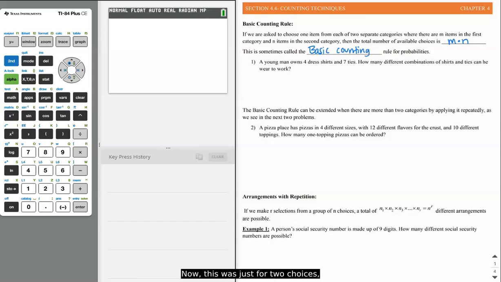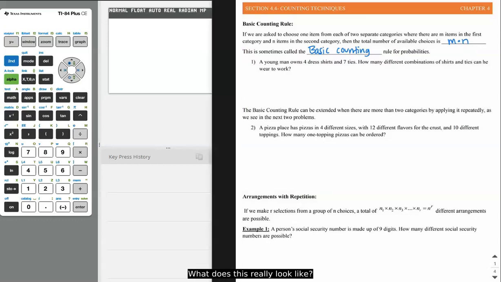Now this was just for two choices, two categories. You could do 3, 4, 5, 9 categories. But so our basic counting principle. So what does this really look like? So we see it says a young man owns 4 dress shirts and 7 ties. How many different combinations of shirts and ties can he wear to work? So we have two categories, shirts and ties. We have 4 options for shirts and 7 options for ties. So 4 times 7 will give me 28 different combinations.